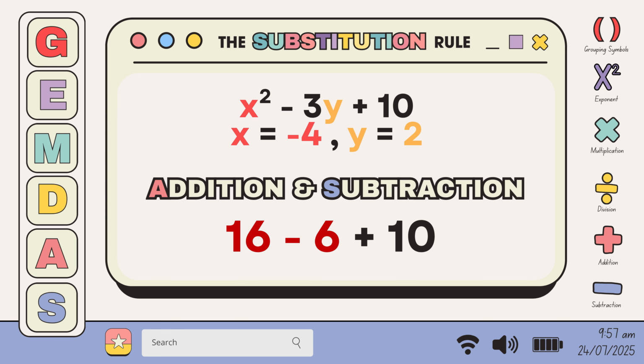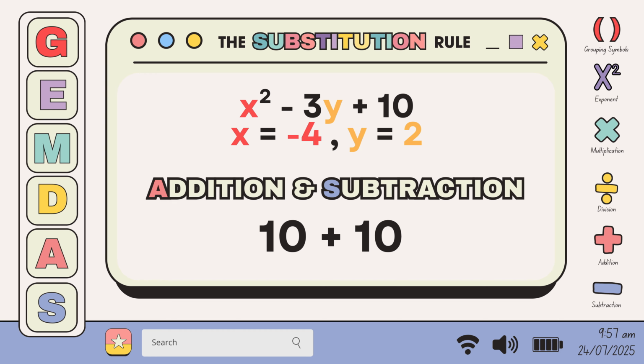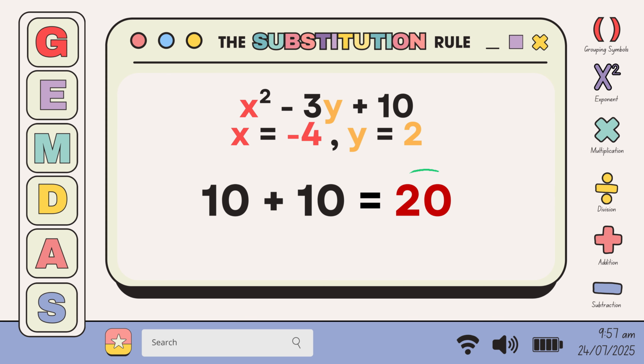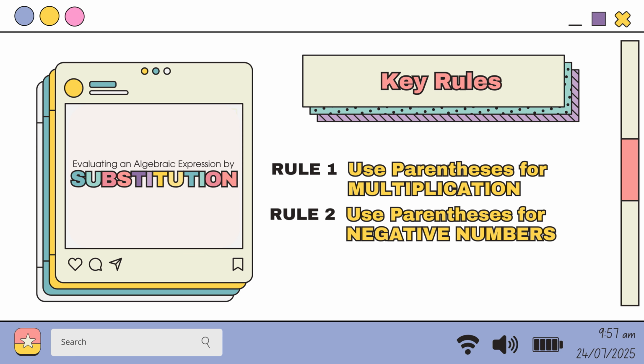Finally, we add and subtract from left to right. 16 minus 6 is 10. Then, 10 plus 10 gives us our final answer, 20. And that's it! You've successfully evaluated a complex algebraic expression.